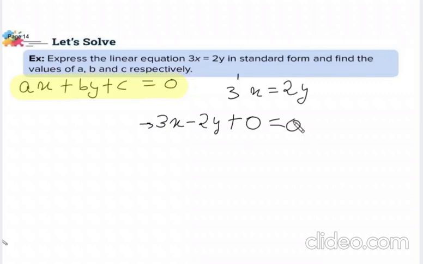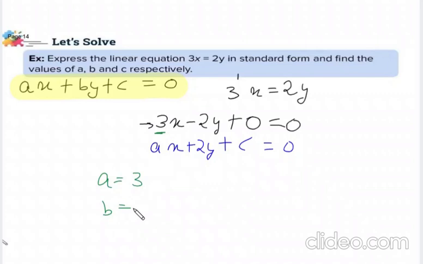Now, what can you see? It is in the form, right? It's in the correct form of ax + by + c = 0. Is it matching? Yes, it is matching. So what are the values of a, b, c? a is equal to 3. You can see here, then b is equal to minus 2. It's not 2, it will be minus 2. And the value of c will be 0.